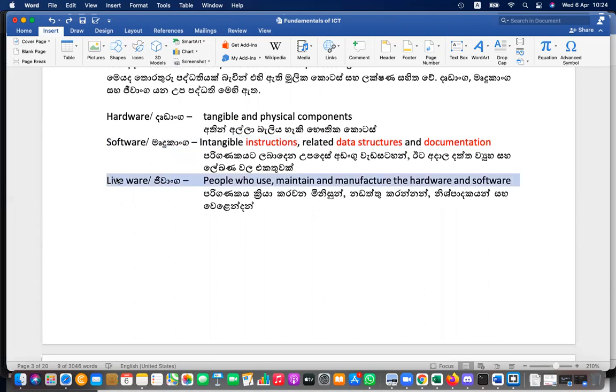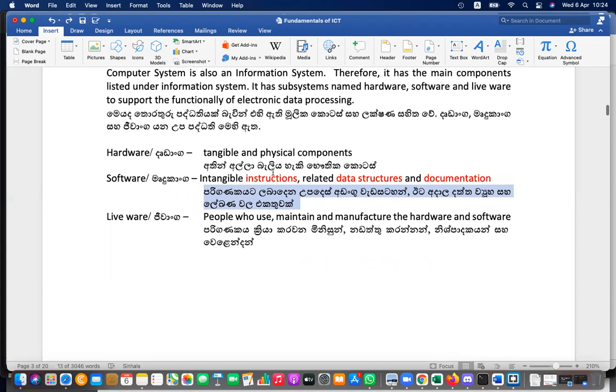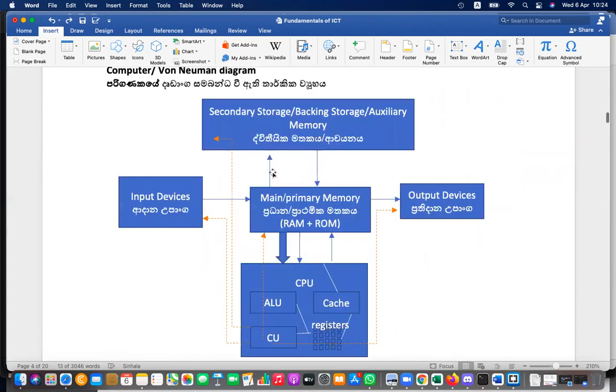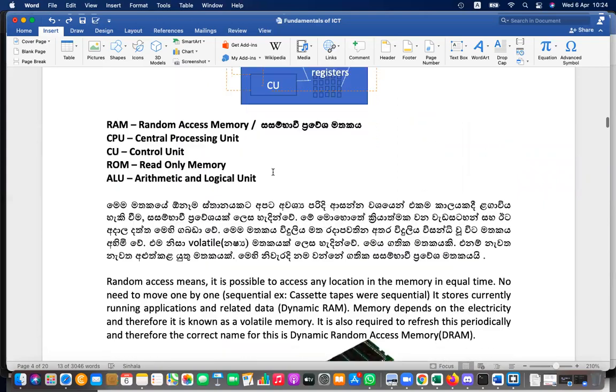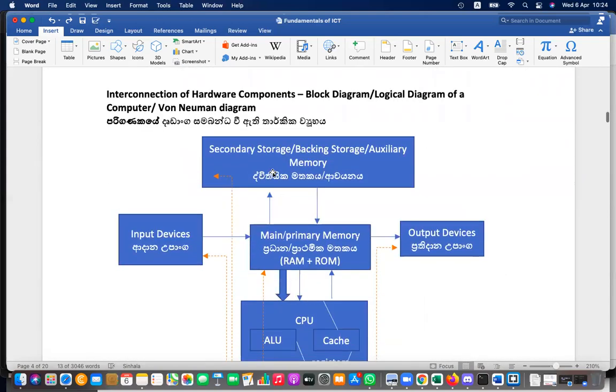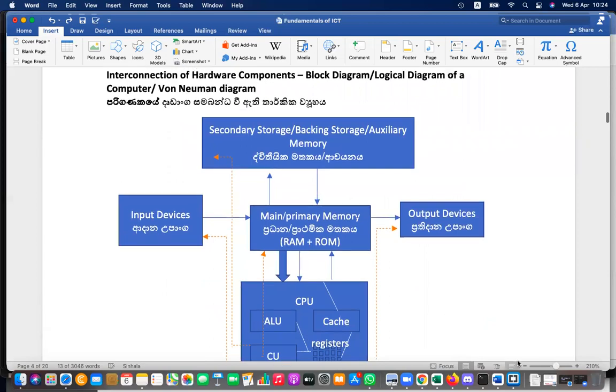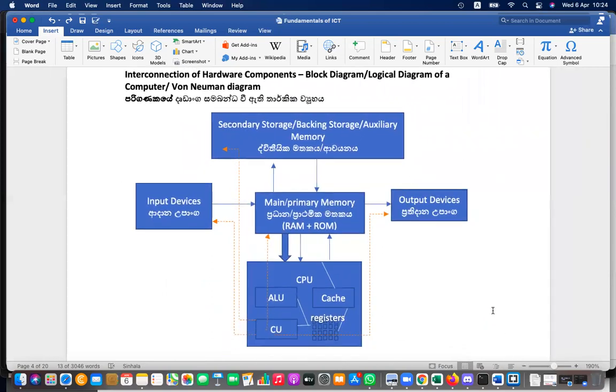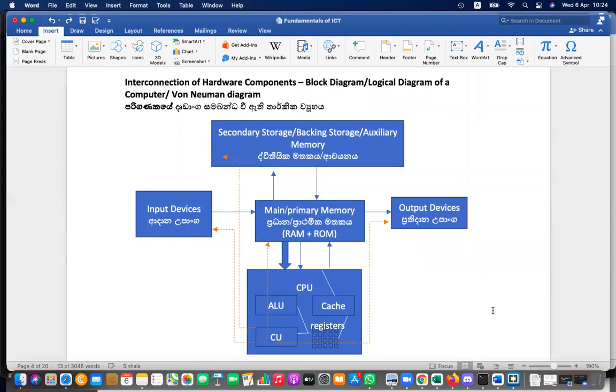Okay, liveware means people. We are the liveware components in this. Okay, then finally, I would like to introduce this part, how the interconnection of these physical components is there, that we are going to learn.